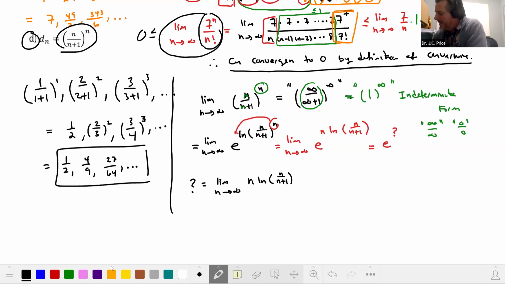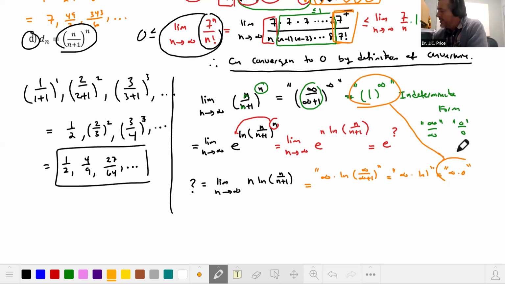And so what happens when you plug in infinity now? We get infinity times ln of infinity over infinity plus 1. And again, this is just me thinking. And so I get basically infinity times, and then this is like ln of 1. And so it's equal to infinity times 0. So what we were able to do by using e's and ln's is turn this exponential indeterminate type into a multiplicative indeterminate form. So that's also an indeterminate form.